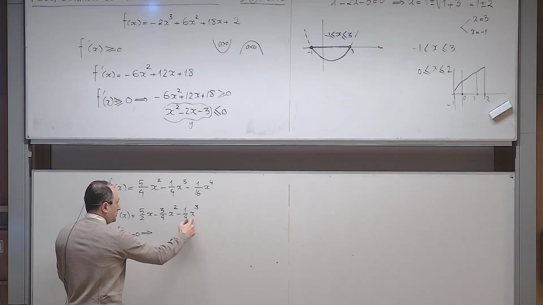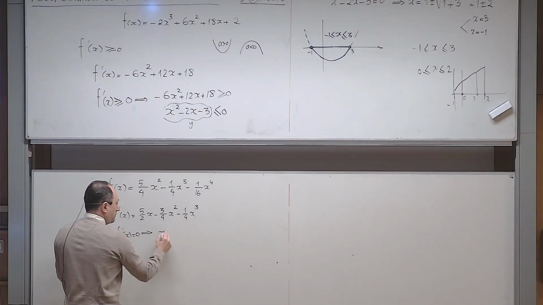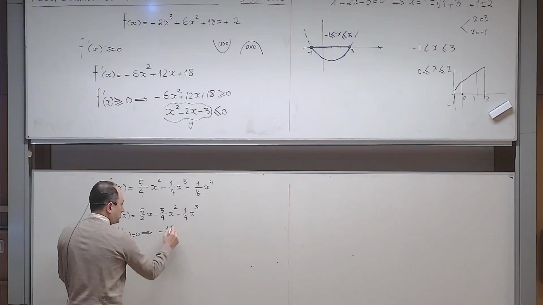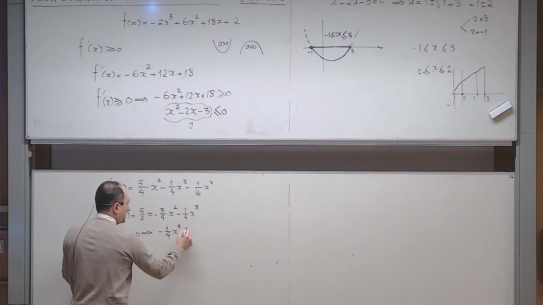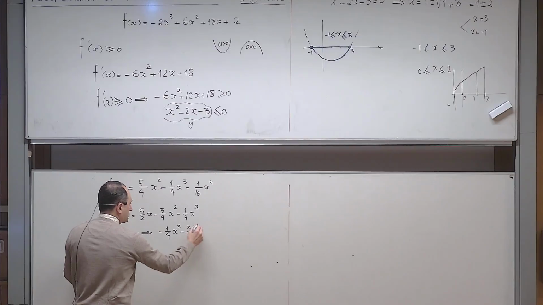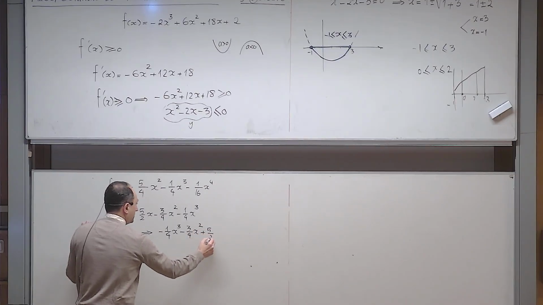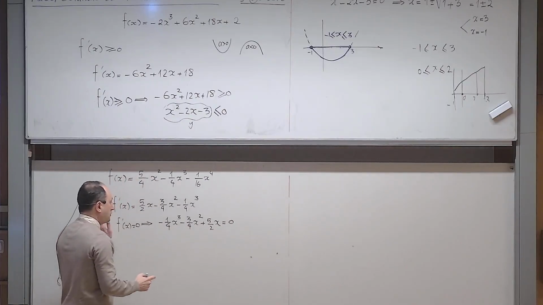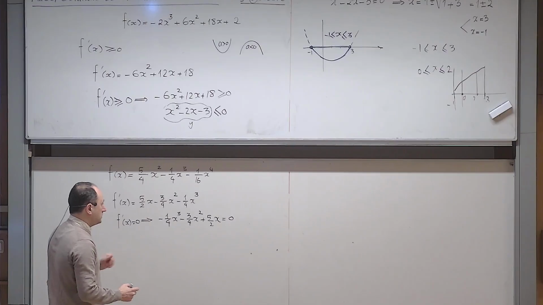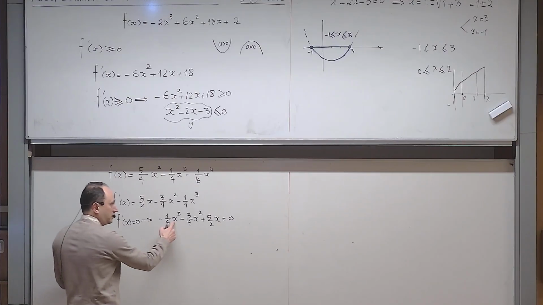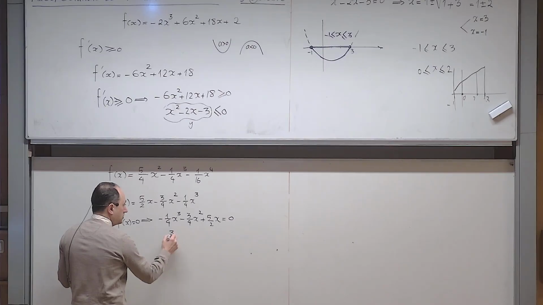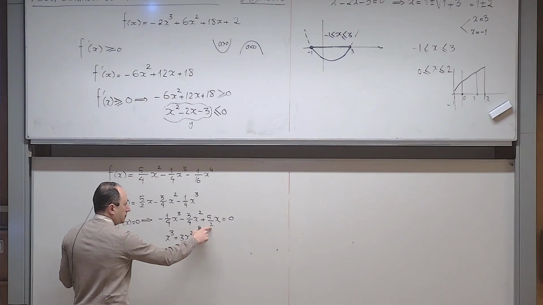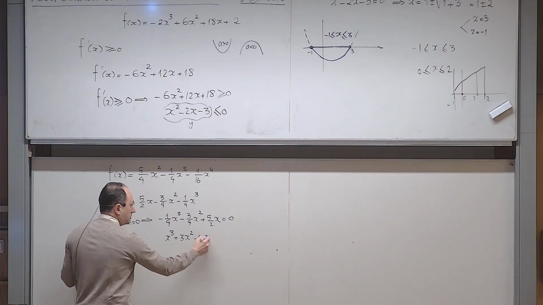If you don't mind, let me write it the other way around. So I would write minus 1 over 4 x cubed minus 3 over 4 x squared plus 5 over 2 x, and I put this equal to 0. For simplicity, I would get rid of the fractions by multiplying everything by minus 4. So it becomes x cubed plus 3x squared minus 10x equals 0.